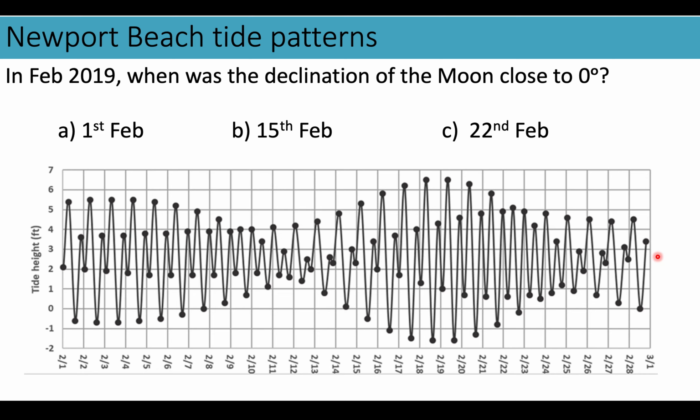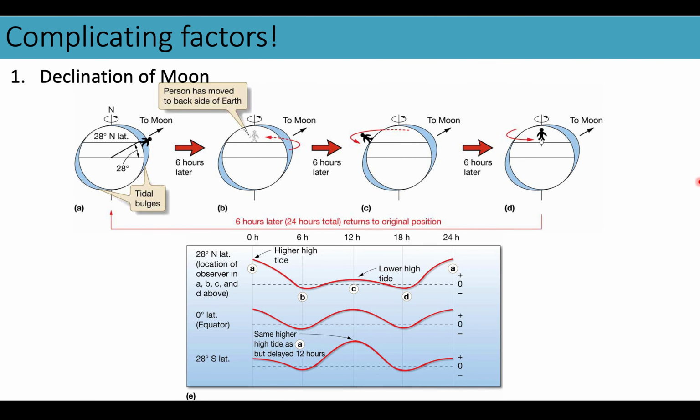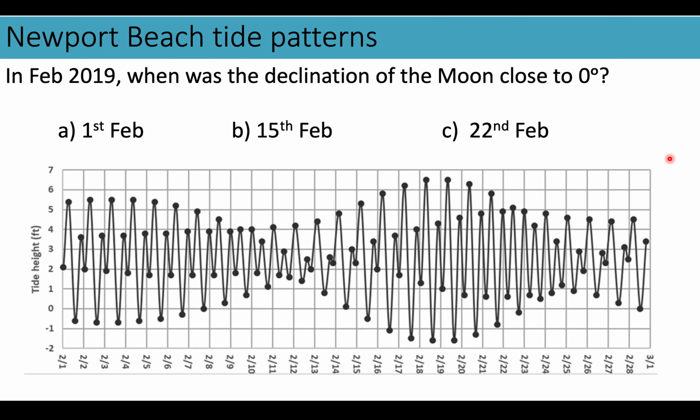So let's see if that made sense to you guys. This is data for Newport Beach. Based on this graph, when was the declination of the moon close to 0 degrees, meaning the equator? Meaning that the direction of the moon was right here at the equator, so the bulges were aligned with the equator. Take a second to think about what the high tides would look like if the moon was aligned right at the equator.